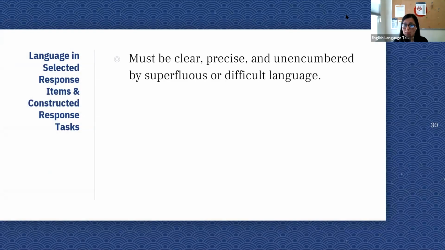Our language must be clear, precise, and unencumbered by superfluous or difficult language. So be very careful with how you're stating your instructions and your questions, because a lot of the times they can be ambiguous, right? And you didn't even think about it, but then the way students read it, it may be open to different interpretation, and you don't want that. You want to be as objective as possible, right?